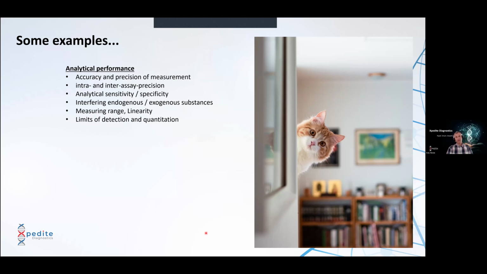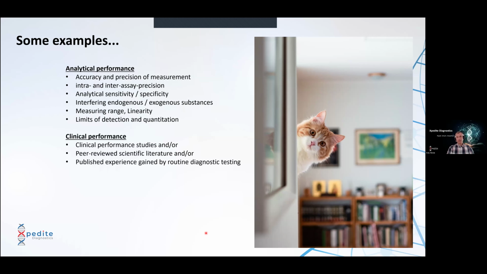In terms of analytical performance, it's things like the accuracy and precision of measurement, it's intra and inter-assay precision, analytical sensitivity, as well as specificity, interfering endogenous but also exogenous substances. If you think about quantitative analysis, it's the measuring range and linearity, and also limit of detection and quantification that you have to determine. In terms of clinical performance, it's things like clinical performance studies or peer-reviewed scientific literature that you can provide here as part of the technical documentation, or if you have this at hand, published experience gained by routine use of this diagnostic. That usually is more applicable to legacy tests, which are in the market for many years already, and you can retrieve data from laboratories using these devices.